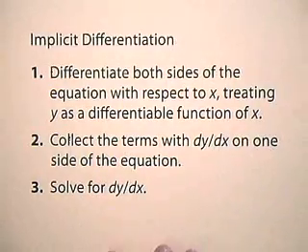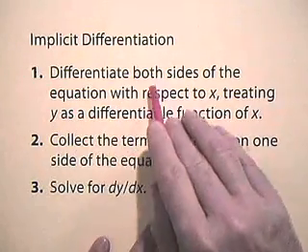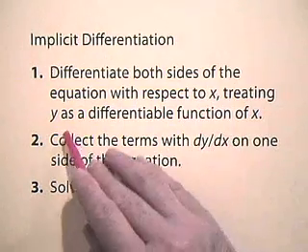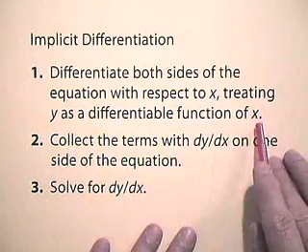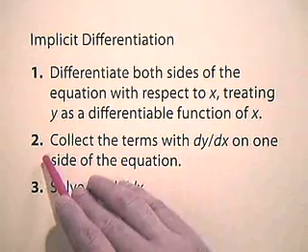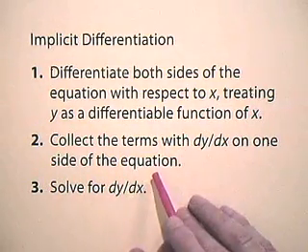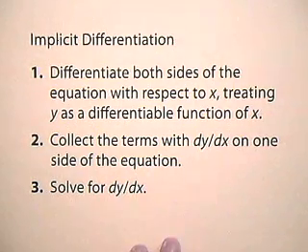Implicit differentiation. 1. Differentiate both sides of the equation with respect to x, treating y as a differentiable function of x. 2. Collect the terms with dy dx on one side of the equation. 3. Solve for dy dx. Let's apply the procedure for implicit differentiation to get the derivative of y with respect to x in the case where we have an equation relating x and y.